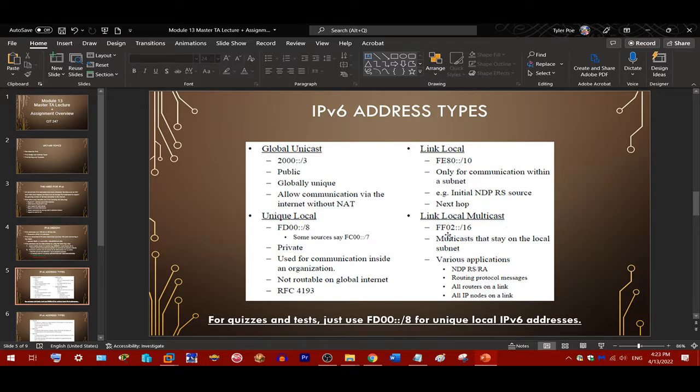Finally, there's link local multicast. So FF02, that is the subnet header for these types of addresses. These are multicast addresses that stay on local subnets. They are used in the NDP process, which we'll be discussing in this class, and it'll also be in your lab document. This table here will be very important for your lab document. Please keep that in mind.